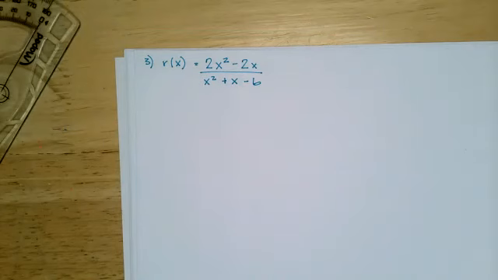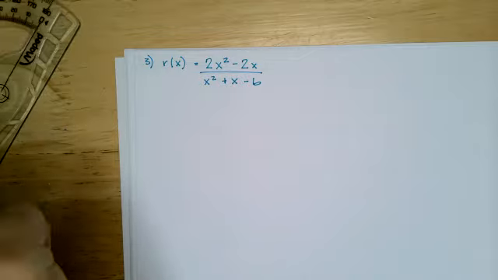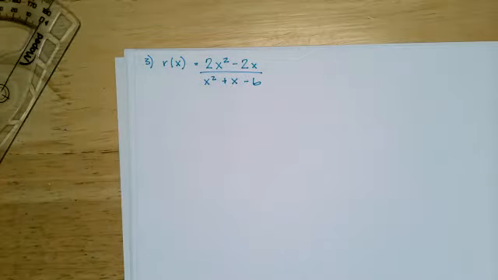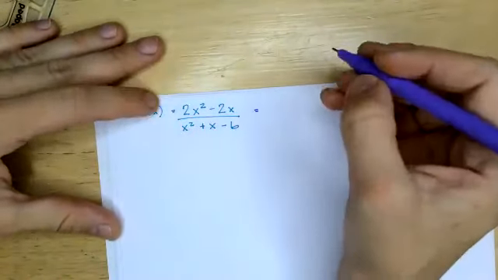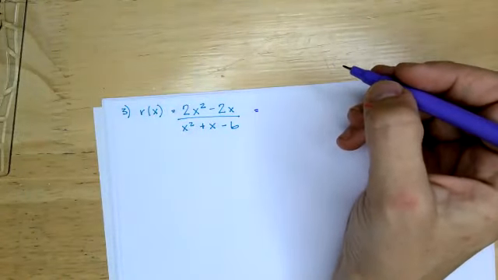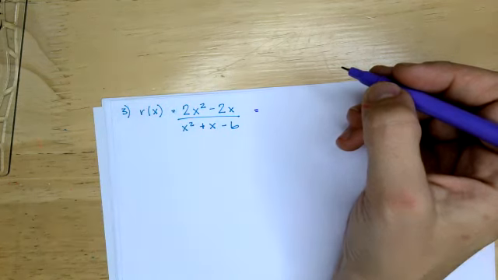All right. Moving on to example 3. We have 2x squared minus 2x over x squared plus x minus 6. Let's start with factoring it. Yeah. 2x squared minus 2x, you can factor out a 2x.